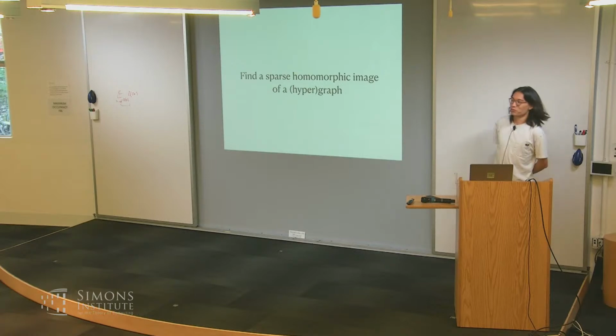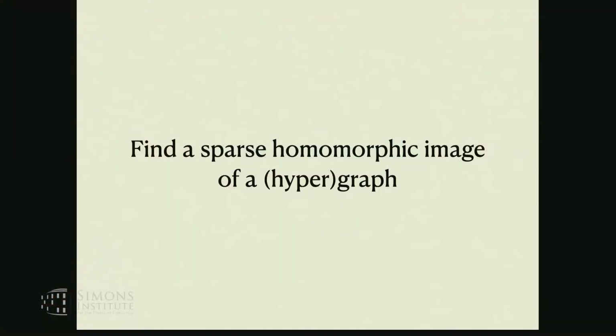Okay, and then here's a pretty straightforward question: find the sparse homomorphic image of a hypergraph. Homomorphism is kind of standard. It's a mapping from vertices to vertices, such that if there's an edge between two vertices in the source, you should have an edge in the target graph.